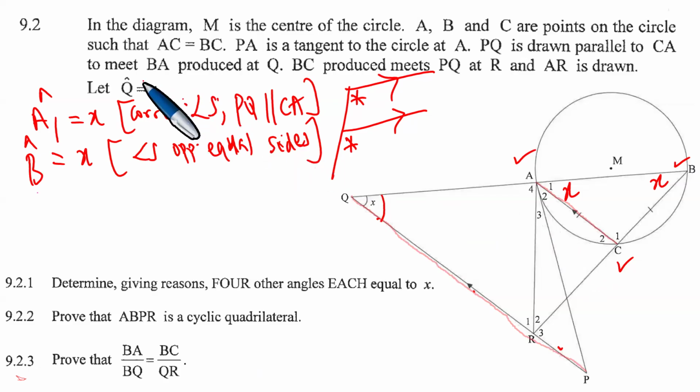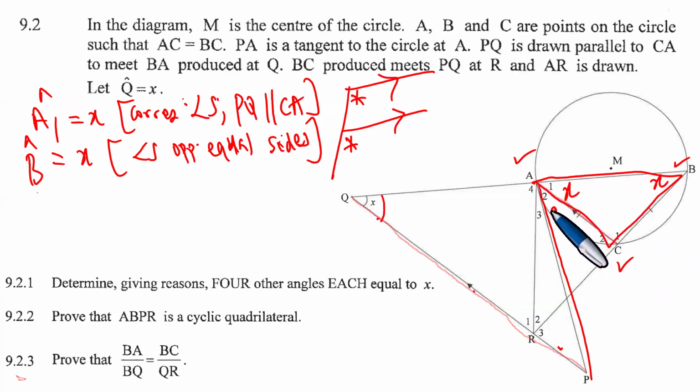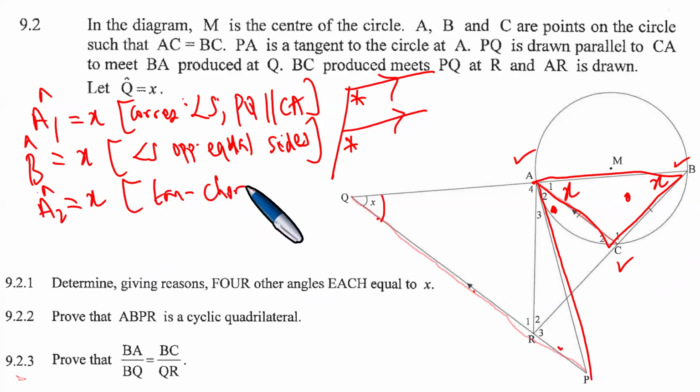Okay, by the Tan-Chord theorem, because we're told that PA is the tangent. So if PA is the tangent like this, then we know very well that this here is the Tan-Chord theorem, so that this angle here is equal to this angle there. The angle A2 is equal to x. Why? Tan-Chord theorem. Next, we found that A2 is also x.